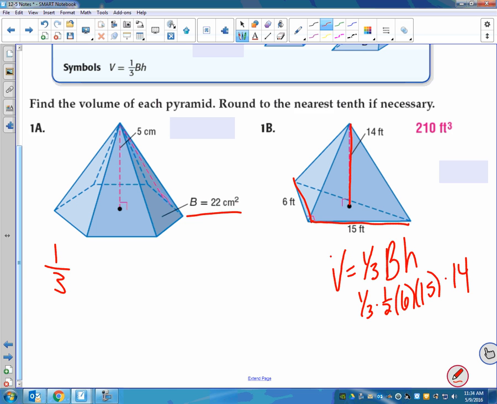I feel like on the test they're not going to give you the area of this. Just saying. I'm just saying, I think you're going to be able to find it. This is like a baby problem now.